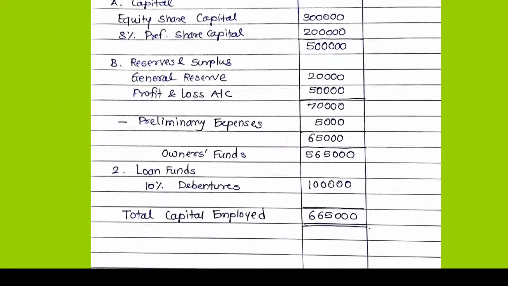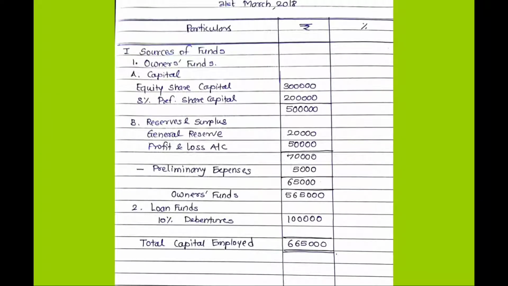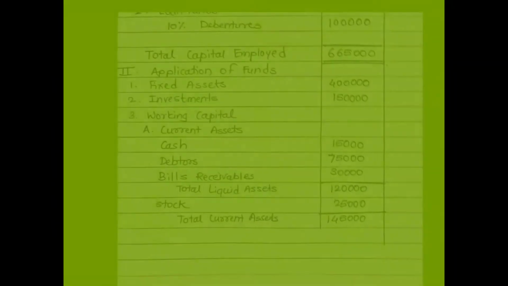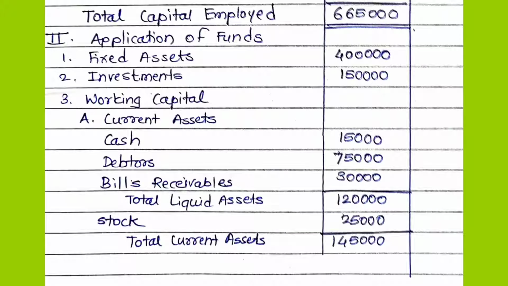Now in the same way we are going to write down the asset side. This was the liability side, that is sources of funds. Now we are going to write just below here the application of funds. These are the fixed assets. First heading 4 lakh, second heading investments 1,50,000. No details are given here, so we have written only the single amounts. Third is working capital.